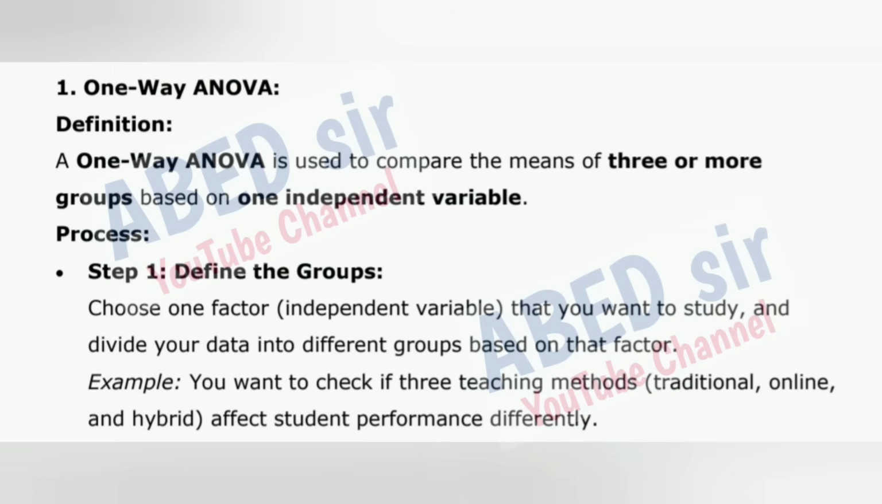Step 1. Define the groups. Choose one factor, independent variable, that you want to study and divide your data into different groups based on that factor. Example, you want to check if 3 teaching methods, traditional, online, and hybrid, affect student performance differently.